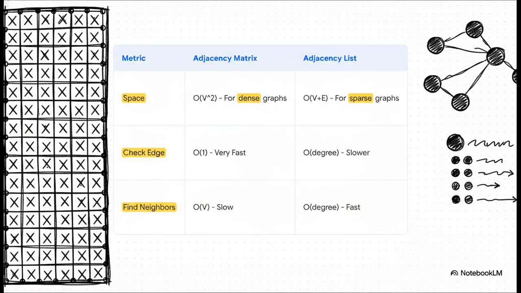So this choice really comes down to two main ways of representing a graph. The V here stands for vertices. Those are the items, like people in a social network. And E stands for edges. Those are the connections between them.